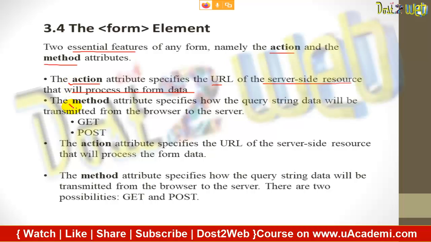Next, you have the method attribute. What is the method attribute? The method attribute specifies how the query string data will be transmitted from the web browser to the server. That means whenever you are submitting the request, how the query string is going to be submitted. There are two ways, get and post, that you can use. The action attribute specifies the URL of the server side resource that will process the form data.